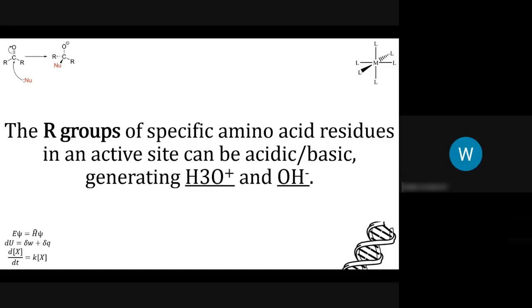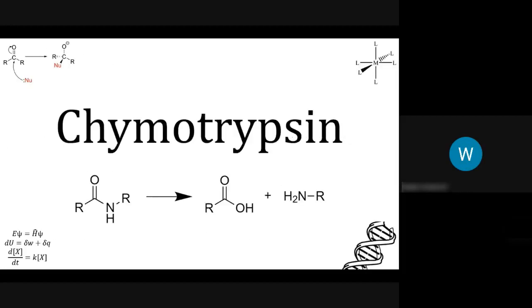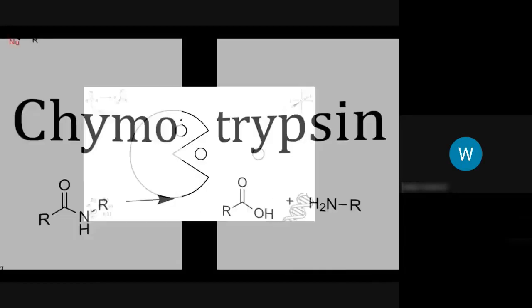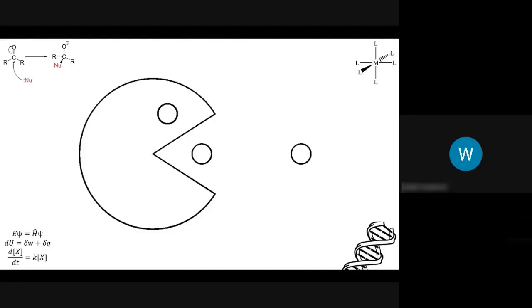Let us investigate a specific enzyme to deepen our understanding of this concept. Consider chymotrypsin, an enzyme that catalyzes the hydrolysis of an amide bond. Think of the enzyme as Pac-Man, while the pellets represent the substrates. Now let us zoom into the active site of this enzyme.